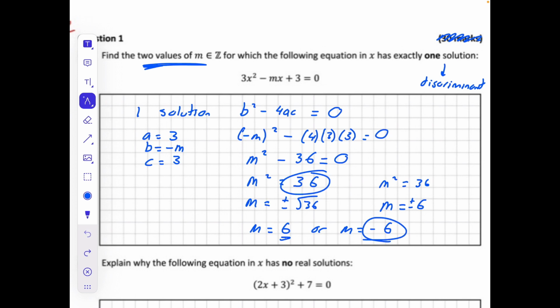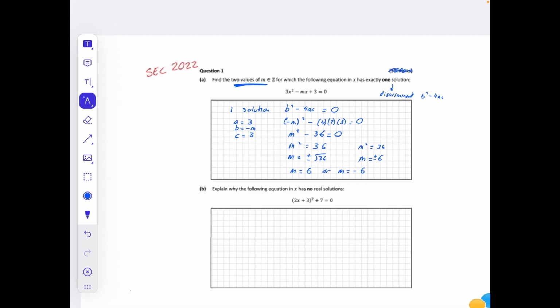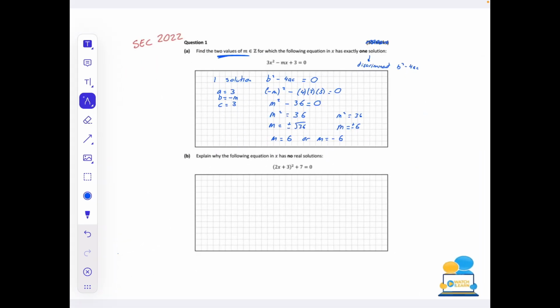If you square 6, you'll get your 36. If you square negative 6, you'll also get your 36, because a minus number squared is positive. Okay, so your first question there, a lot of it goes back to the learning of that note sheet that I had. Really everything on that needs to be learnt.